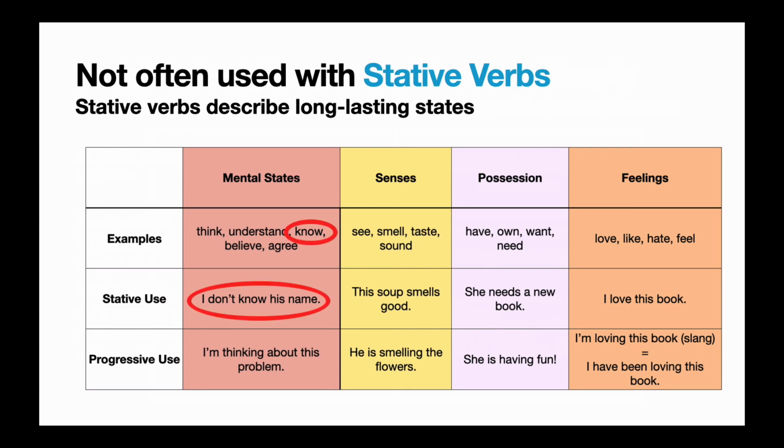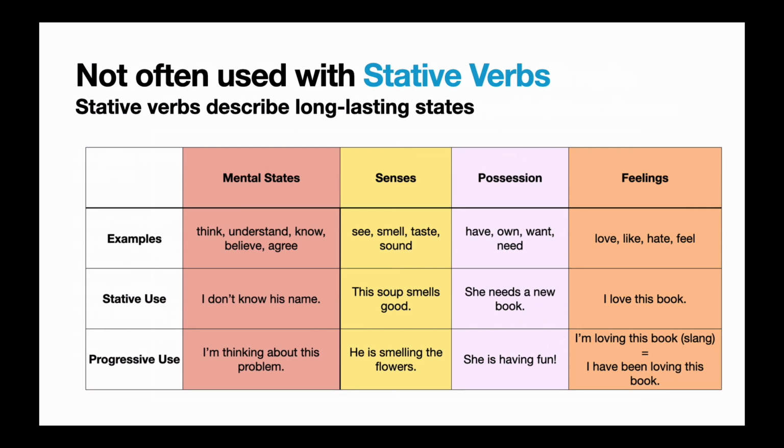So in this case, the stative use for know, for example, would be I don't know something. We wouldn't say I'm not knowing something or I am knowing something. We just don't use know in the progressive form. The same is true with senses. We don't say the soup is smelling good, we say it smells good. Or possession, she needs a new book, not she's needing a new book. Or I love this book, not I'm loving this book. For these examples, we would use the present simple tense. It's possible to use some of these verbs in progressive tenses to mean something is happening right now in an active way.